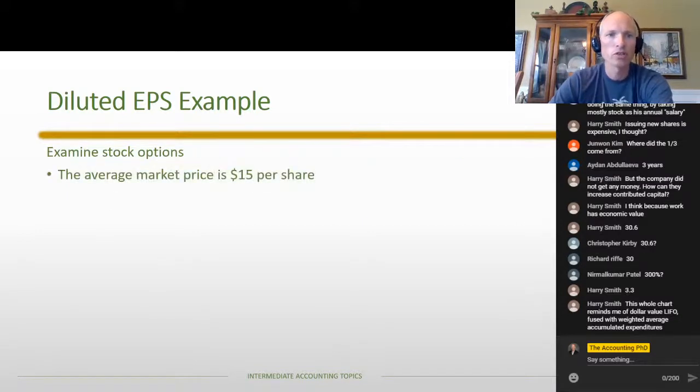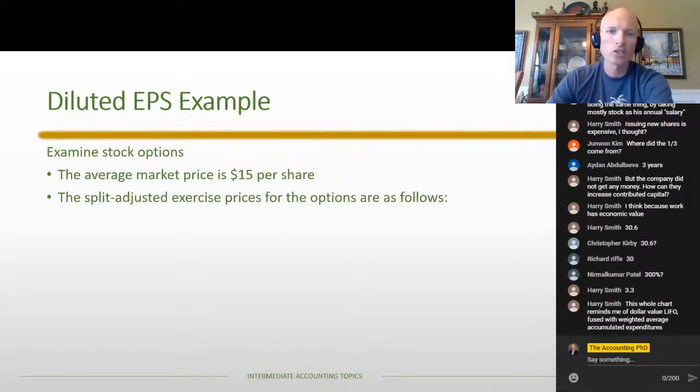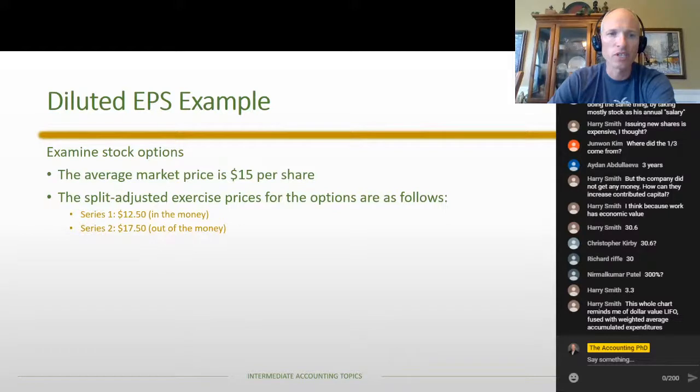All right, so there are two series of stock options. We know the average market price is $15 per share. Now, our exercise prices for the options have not been split adjusted. Given there was a 2-for-1 split, we need to split adjust the exercise prices. For the first series, the split adjusted exercise price is $12.50. That's less than the market price. Therefore, the first series is in the money. The second series has a split adjusted price of $17.50. That is above the market price, so the second series is out of the money. We would ignore the Series 2 options. We only include the Series 1 options.